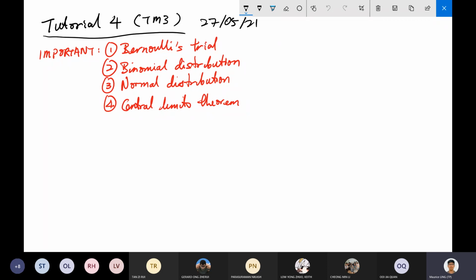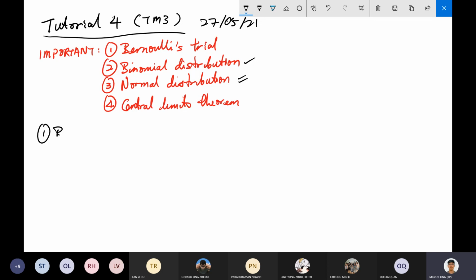Okay, so today we are at chapter 4 or tutorial 4. We look at these 4 topics: Bernoulli trial, binomial distribution, normal distribution, and this thing called central limit theorem. Central limit theorem, you'll look at it in multiple chapters, but we'll talk about the first thing today. Very importantly, you have to know your binomial distribution and, even more important, normal distribution. Okay, so let's get started.